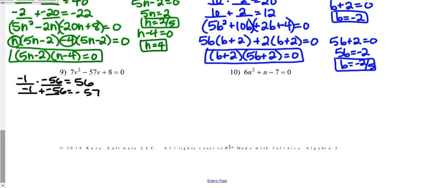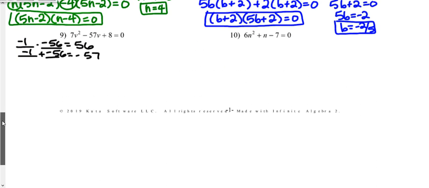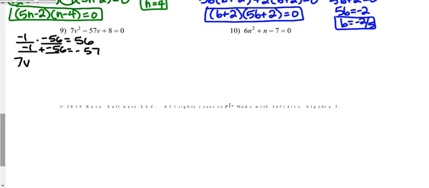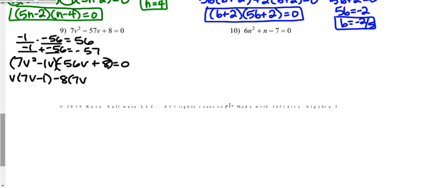And then we are going to rewrite our quadratic. So 7b squared... grouping. Look for the common factor. Then your factored form. And then your zeros.